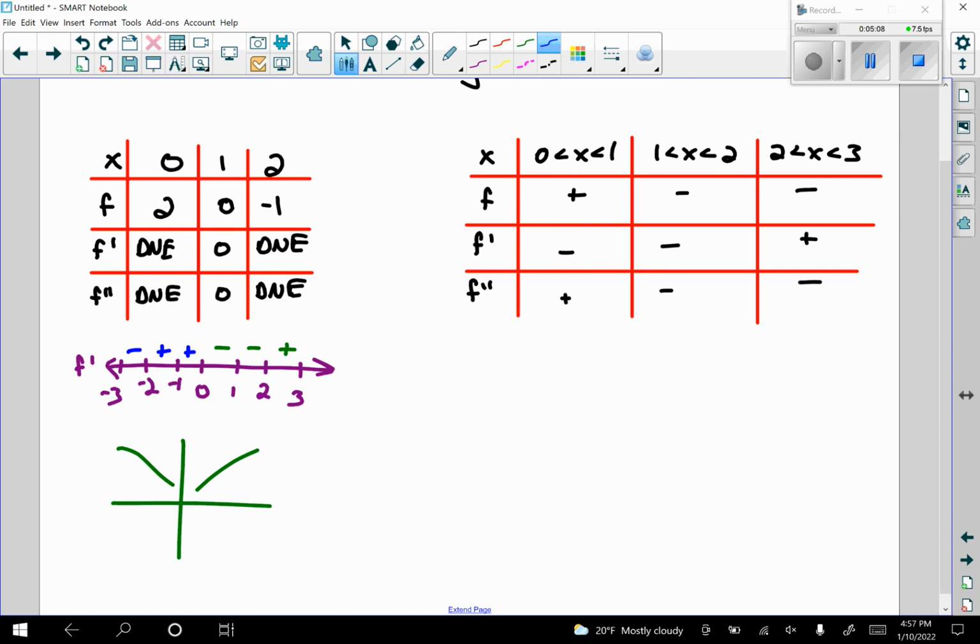And then we'll go ahead and make a number line for our second derivative. And if we look here again, we know we're going from -3 to 3. We'll still have 0 in the middle, so 0, 1, and 2 are still our critical numbers for our second derivative. And then between 0 and 1, we're positive, and then we're negative, and negative. So this means F would be concave up, concave down, concave down.